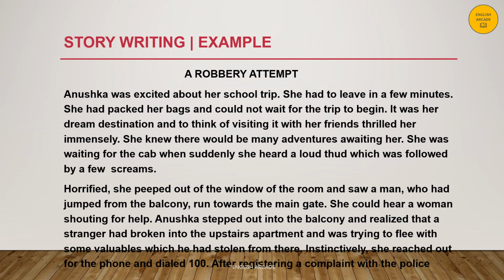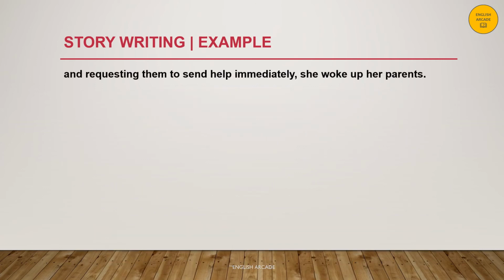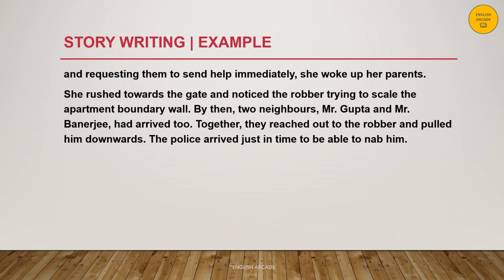Instinctively, she reached out for the phone and dialed 100. After registering a complaint with the police and requesting them to send help immediately, she woke up her parents. She rushed towards the gate and noticed the robber trying to scale the apartment boundary wall. By then, two neighbors, Mr. Gupta and Mr. Banerjee, had arrived too. Together, they reached out to the robber and pulled him downwards. The police arrived just in time to be able to nab him.